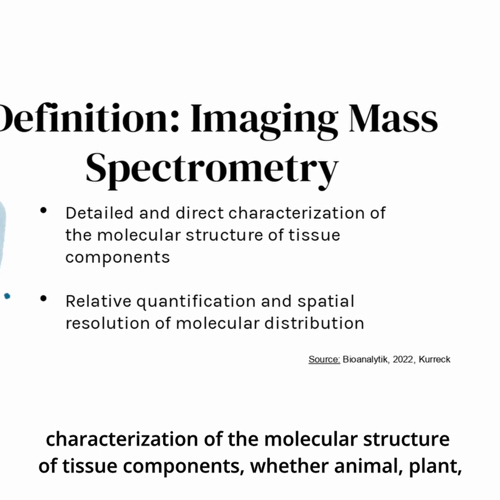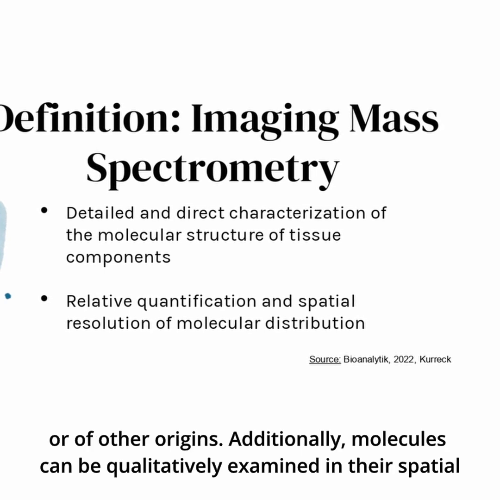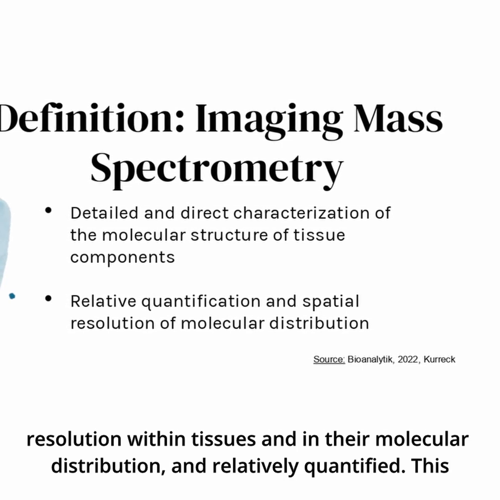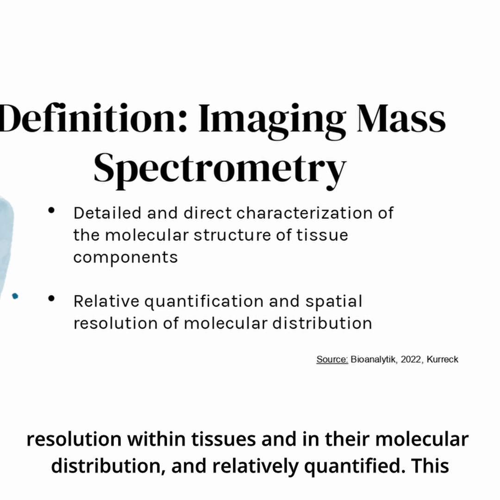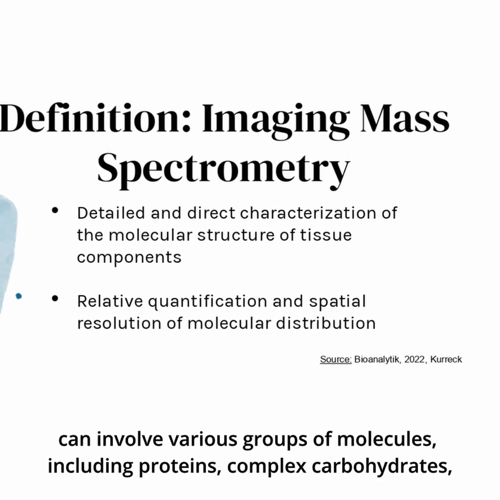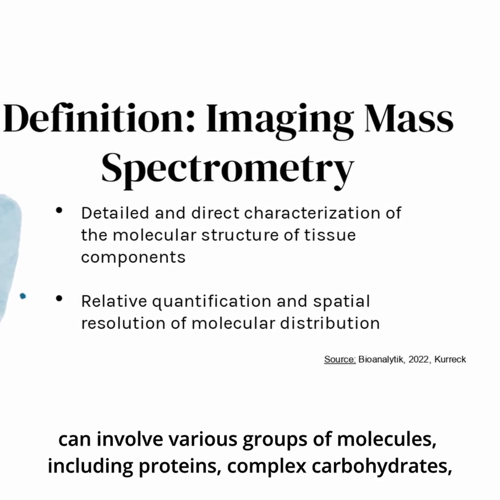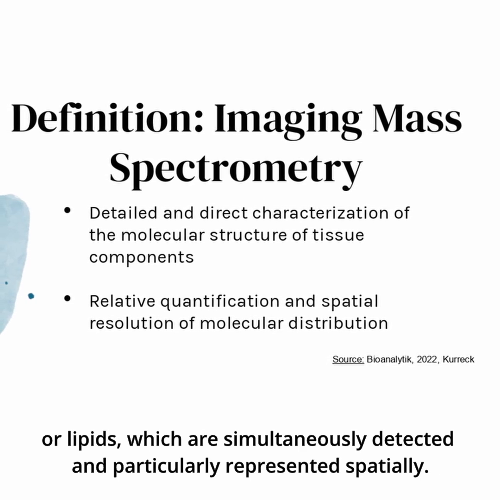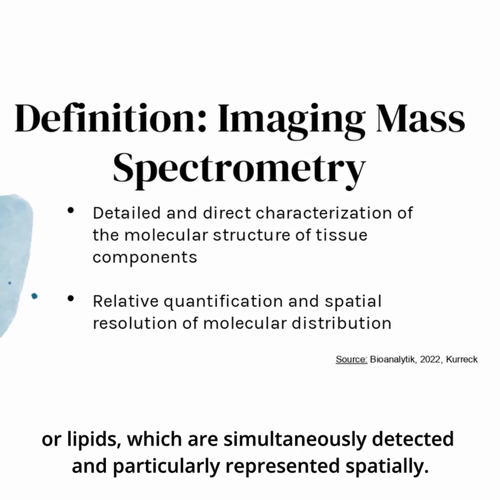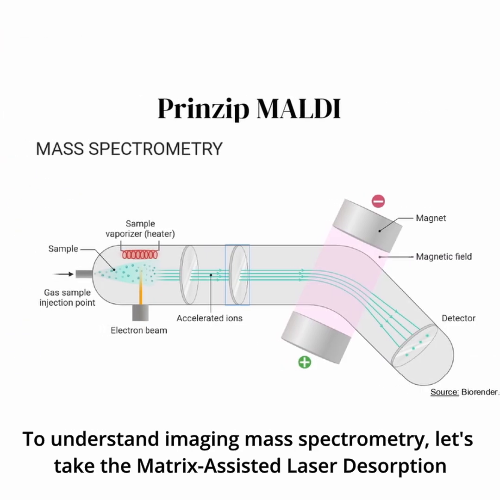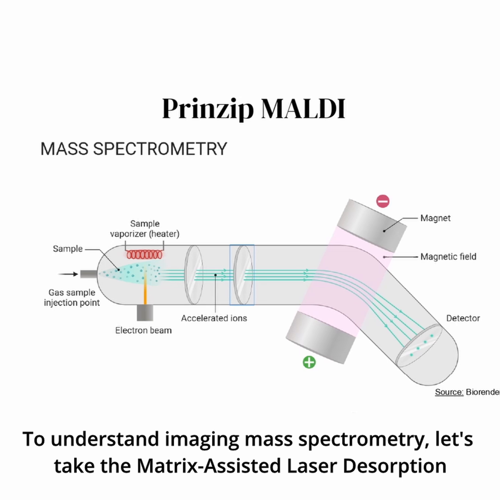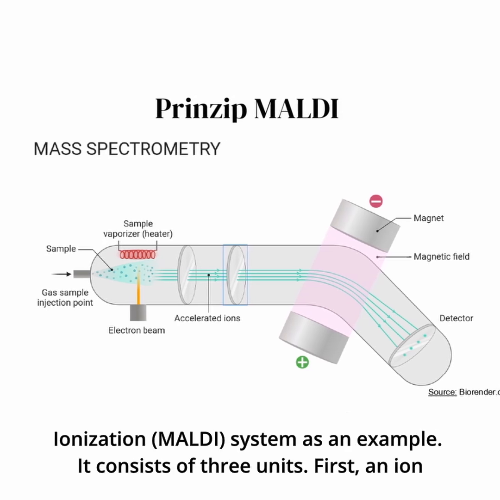components, whether animal, plant, or of other origins. Additionally, molecules can be qualitatively examined in their spatial resolution within tissues and in their molecular distribution, and relatively quantified. This can involve various groups of molecules, including proteins, complex carbohydrates, or lipids, which are simultaneously detected and particularly represented spatially. To understand imaging mass spectrometry, let's take the matrix-assisted laser desorption ionization MALDI system as an example.